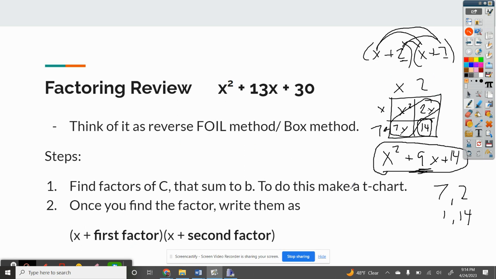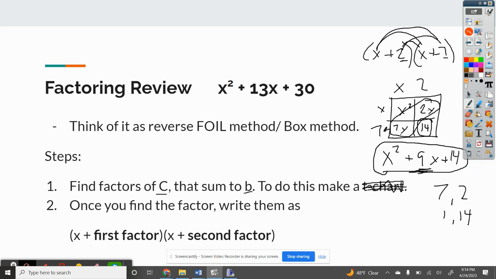So after doing a lot of practice, we cut this way shorter and say, okay, what numbers multiply to 14 and add to 9? So that's what this means here. Find factors of C, that's numbers that multiply to the last one, and sum to B, which means they add to the middle term. And you don't have to make a t-chart. I taught a t-chart for a little bit, and then once you guys started catching on, we stopped doing that. But yeah, so that's how you factor.